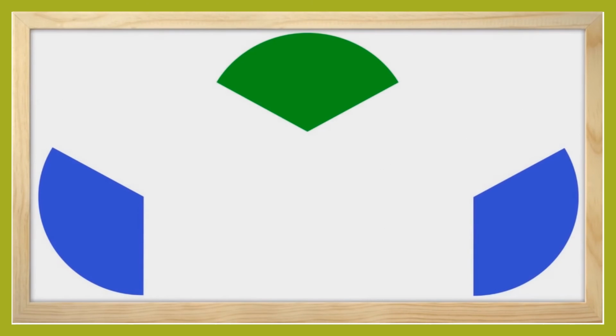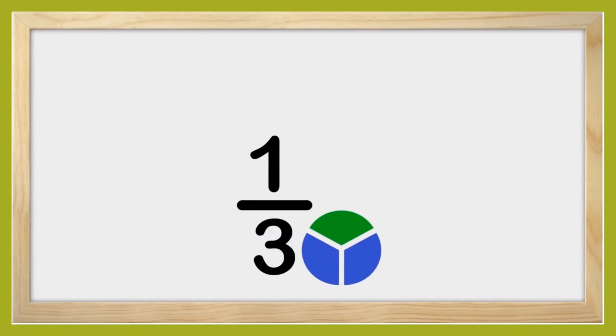When we write fractions, they look like this. We have a number with a line in the middle and another number underneath. The number on the bottom always shows all the parts of the whole circle. In this case, we have 3 parts that make up the whole circle, so we have a 3 on the bottom. Now on the top, we have the number 1.